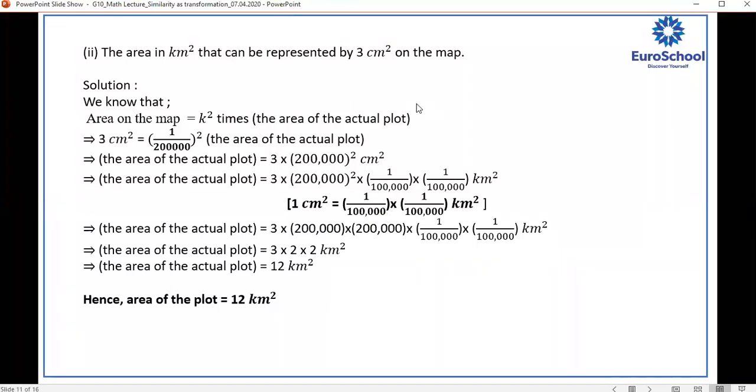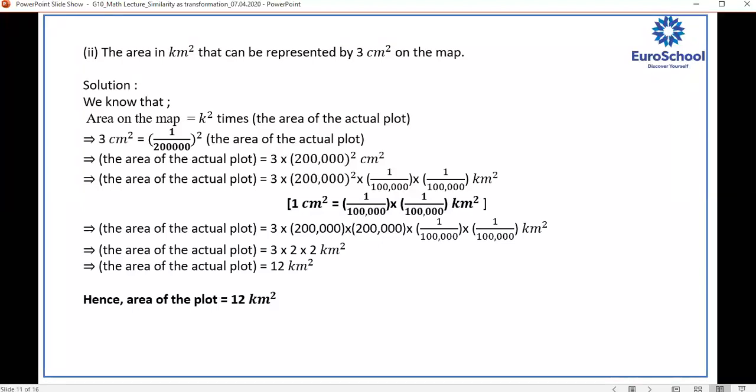Because 1 centimeter square is equal to 1 upon 1 lakh into 1 upon 1 lakh kilometer square. Okay. Now, 2 lakh square is written as 2 lakh into 2 lakh. And here it is 1 lakh and 1 lakh. So all the zeros we can easily cut, right? So the area of the actual plot is 3 into 2 into 2 kilometers square, which is 12 kilometer square. Okay. Everyone, please go through this solution and tell me if you have any doubt. Ma'am, I did not understand the sum.